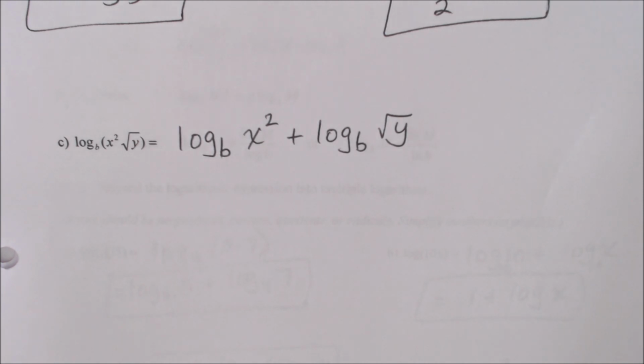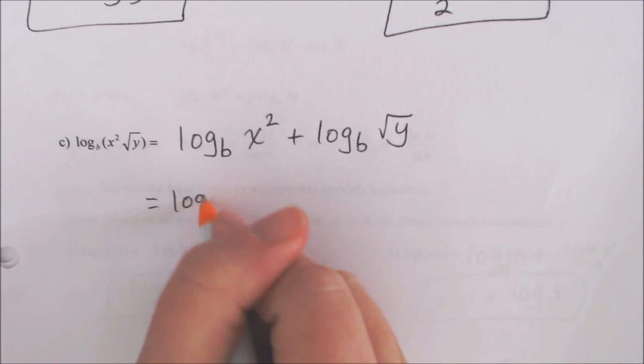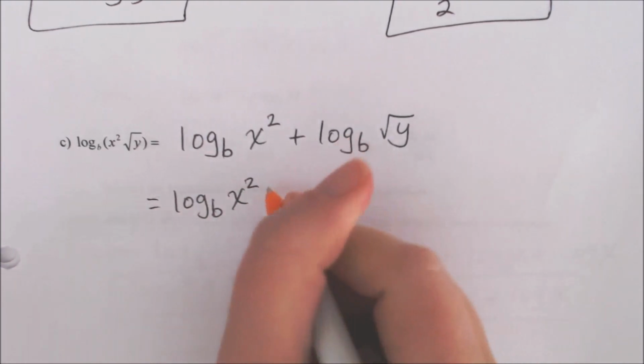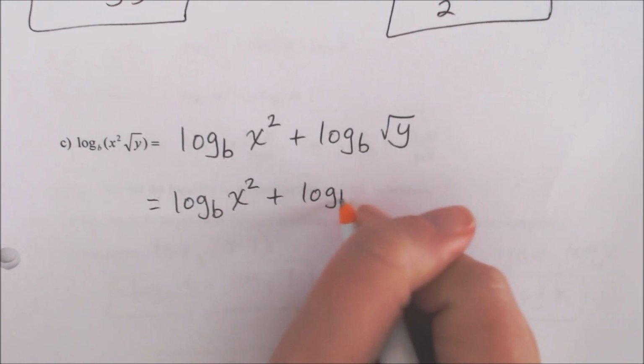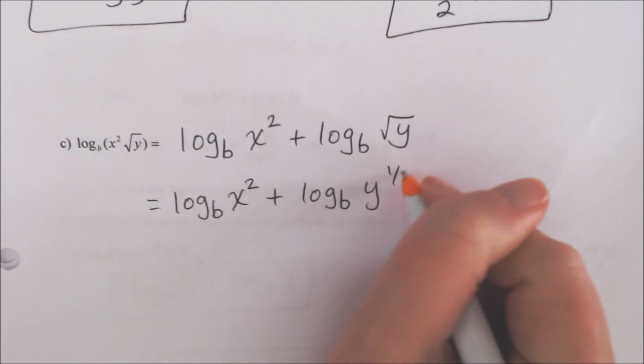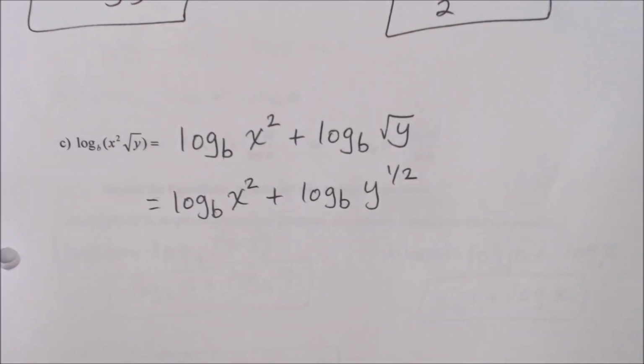Next thing I would do is get rid of the radical. We can't have the radical in there when we expand. So I'm going to write this as log base b of x squared plus log base b of y to the 1/2 power, because it's a square root.